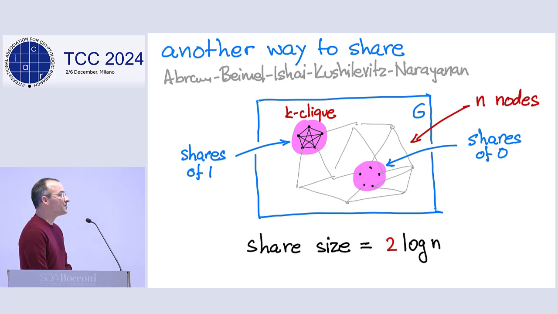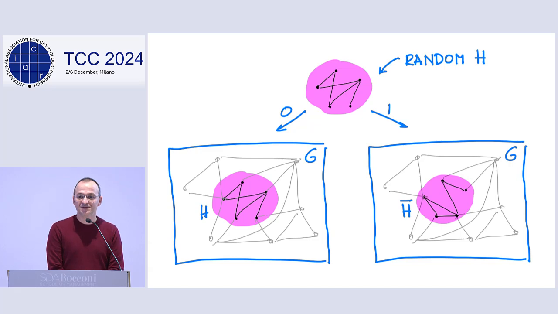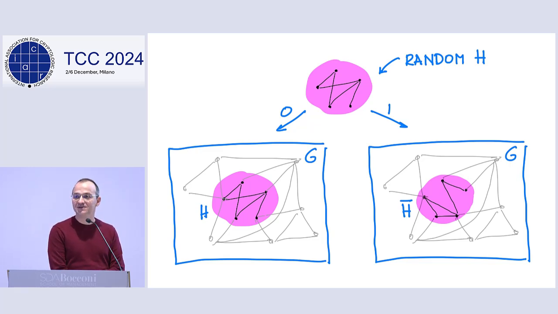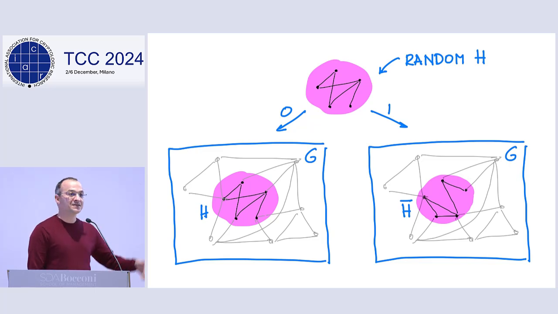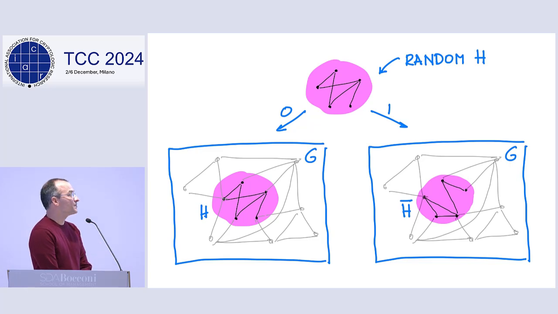So how do they share? Well, they start with a random graph, and what they do with this random graph is that they plant a small clique and a small independent set inside it at random. And then they publish it. This is some public information that they give to everyone.